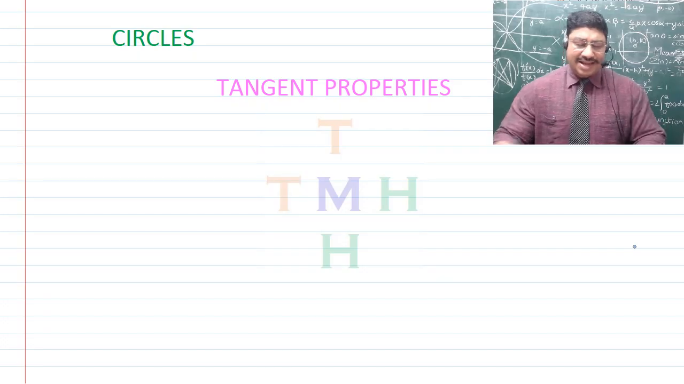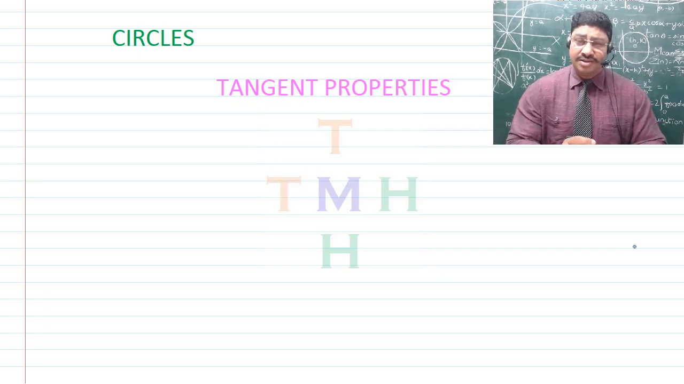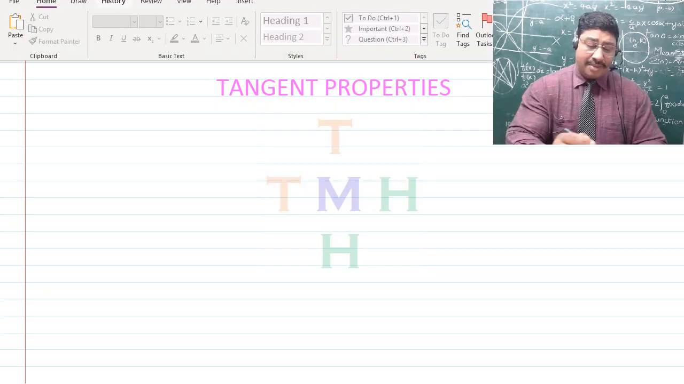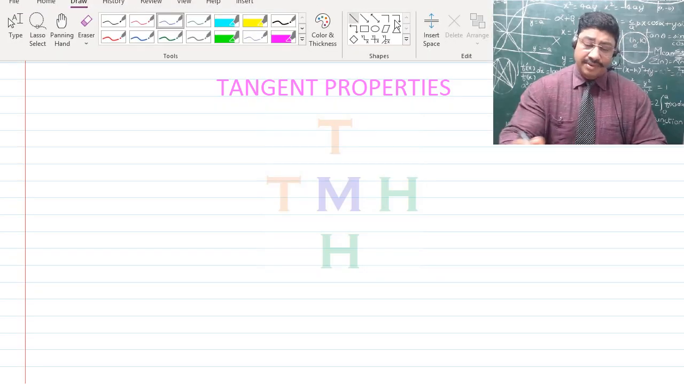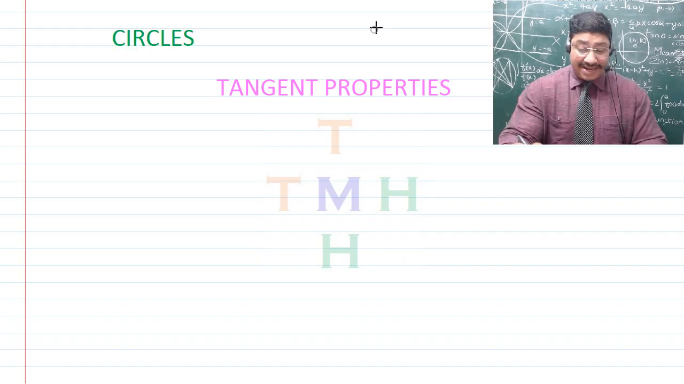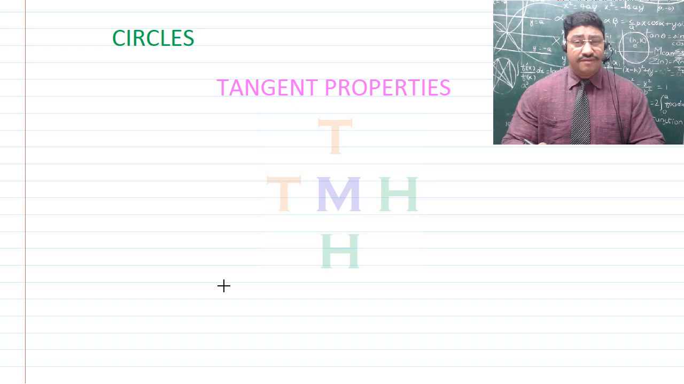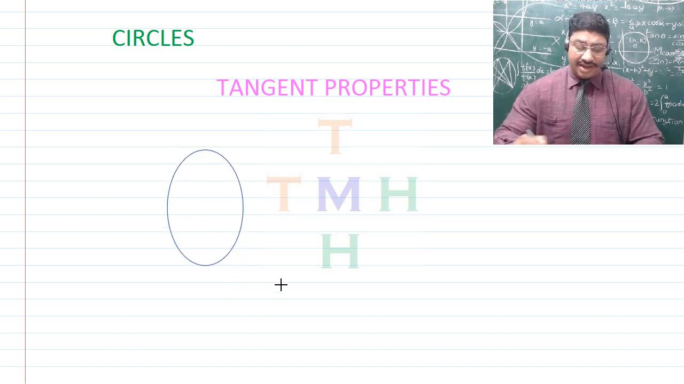So let's get started and let us first understand what a circle is. So if we have the path traced by a movable point in a plane such that its distance from another fixed point is always fixed, then the path traced out is a circle.